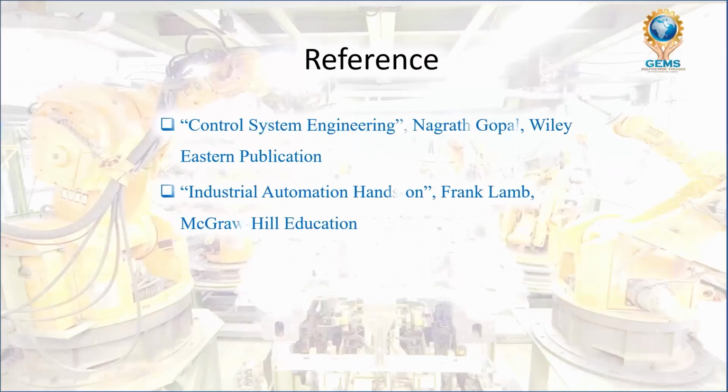The reference books used are Control System Engineering by Nagrath and Gopal, and Industrial Automation Hands-On from Frank Lamb.